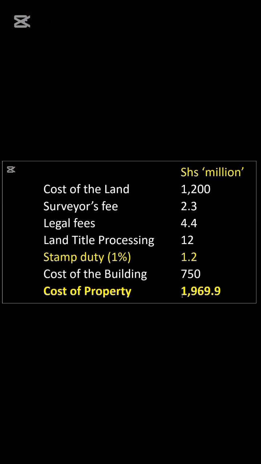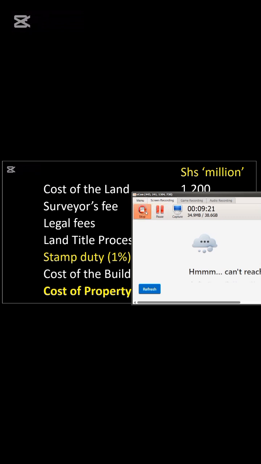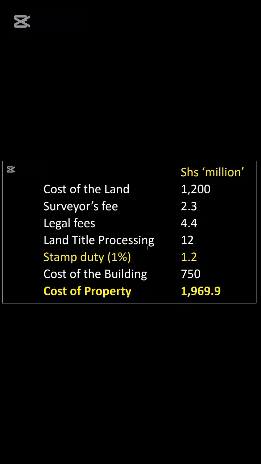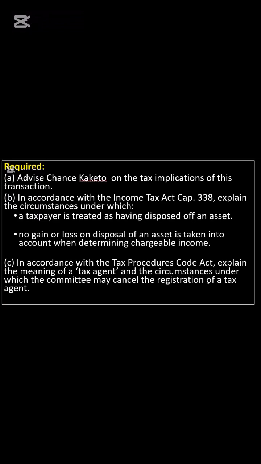So now, when you get the cost of land plus the cost of the building, you get the cost of the property. Now, the cost of property itself stands at 1.969.9 billion. So now, the cost of property itself is 1.96 and 9.9 billion. So now the question is, if that is the cost of property, how much did he sell it to his brother?